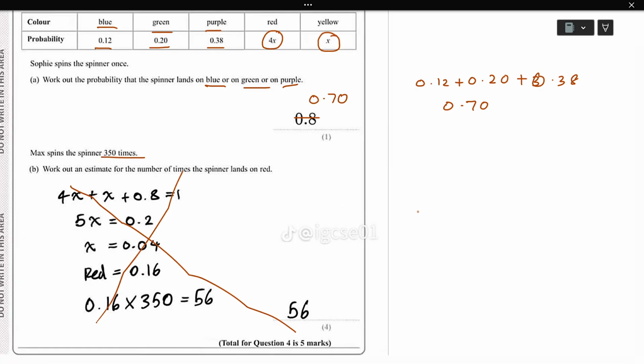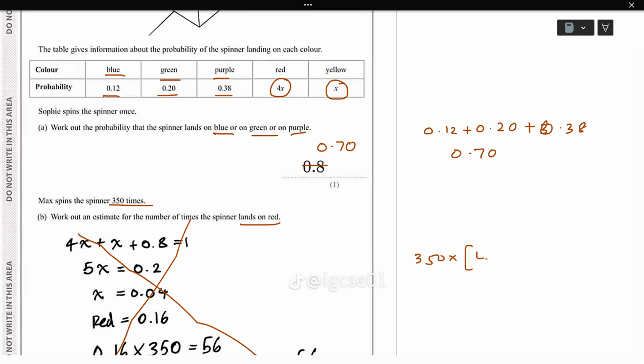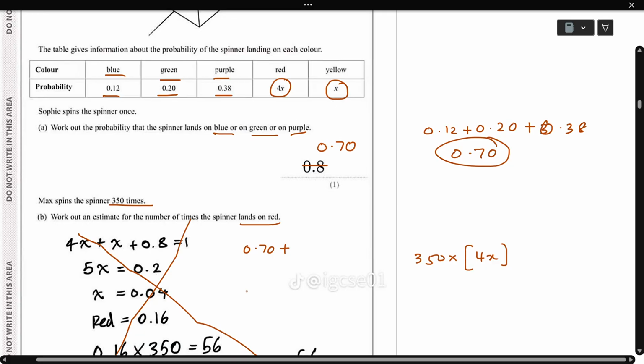Next, Max spins the spinner 350 times. Estimate the number of times the spinner lands on red, which is 4x. Before that, we need to find out x. The first three numbers we already added, and we got 0.70. So 0.70 plus 4x plus x, which is 5x. All the probabilities add up to 1.